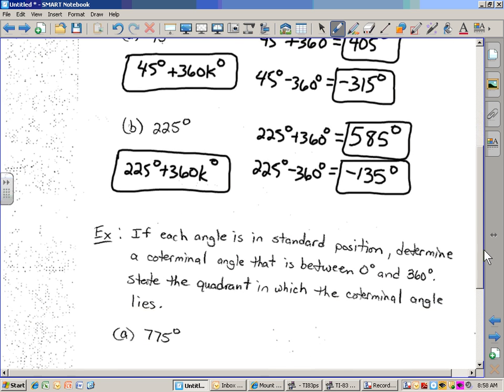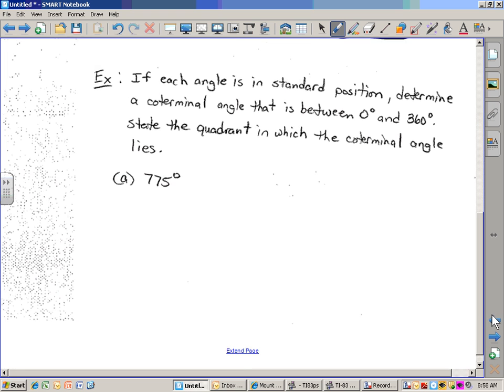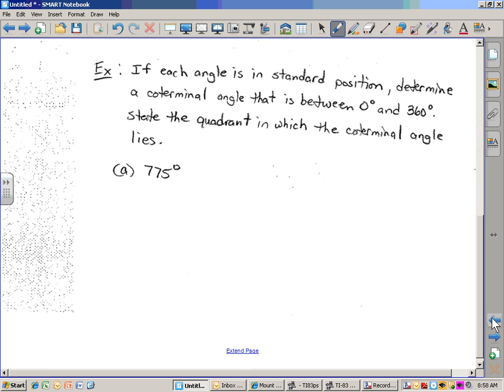Now let's continue with the coterminal. If the following angles are in standard position, determine a coterminal angle that is between 0 and 360. So now we're not necessarily looking for any positive. We're looking for a very specific positive angle that is between 0 and 360 degrees. State the quadrant in which the coterminal angle lies after you get that angle.